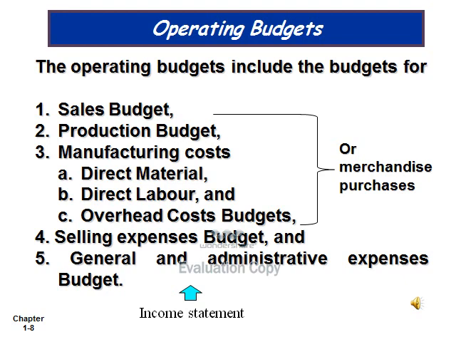This is the production budget. The third budget is the manufacturing costs budget, which you prepare to estimate manufacturing costs. That means direct materials, direct labor, and overhead costs. The other budgets are selling expenses budget and general and administrative expenses budget. You can notice that these budgets are the components of the income statement. If you work in a retailing company, you will prepare a merchandise purchases budget instead of production budget and manufacturing costs budget.